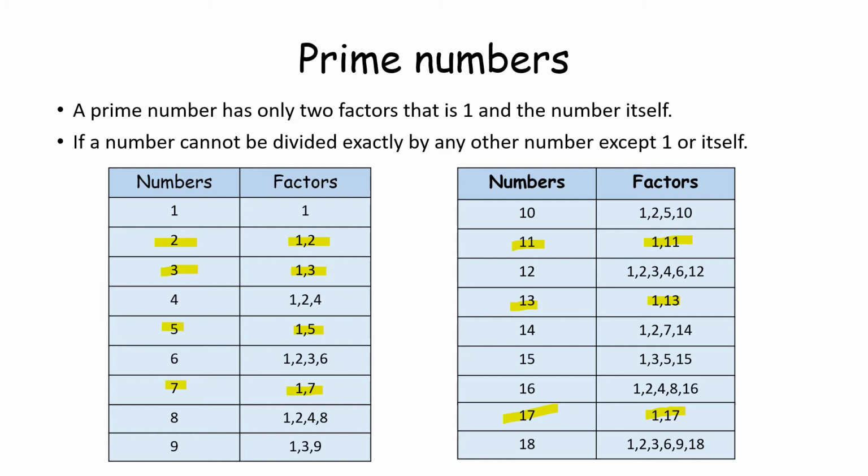Then what are all these numbers called which have more than 2 factors? Those numbers are called composite numbers. We will study about them in detail. Now let's move to the next topic.